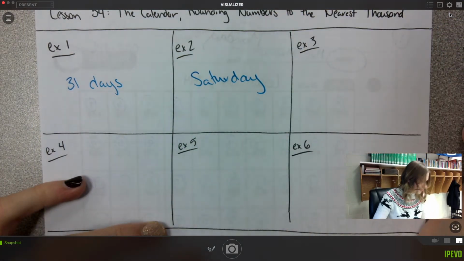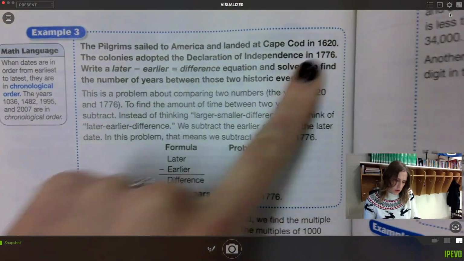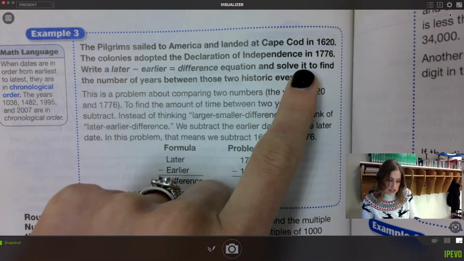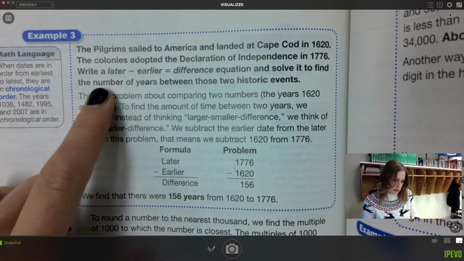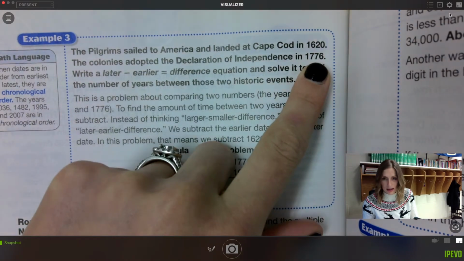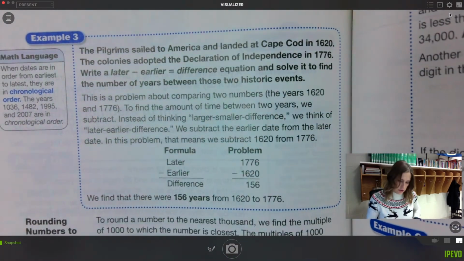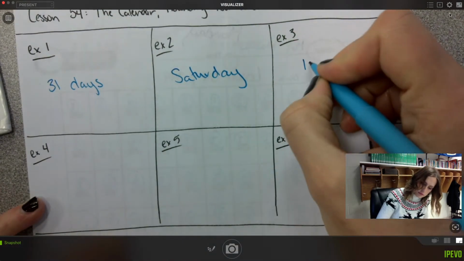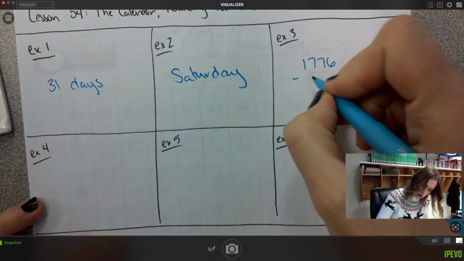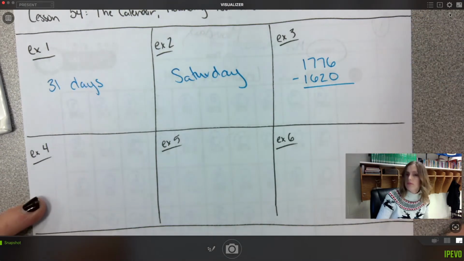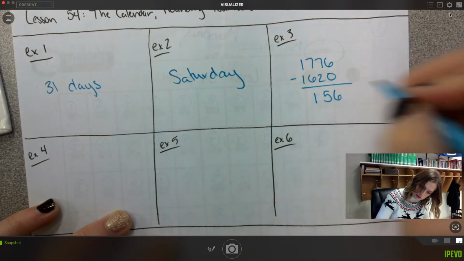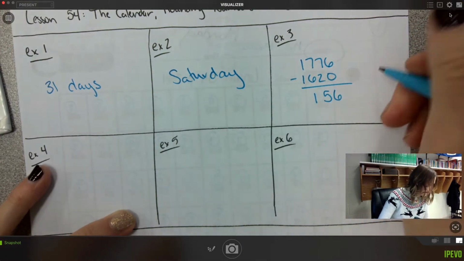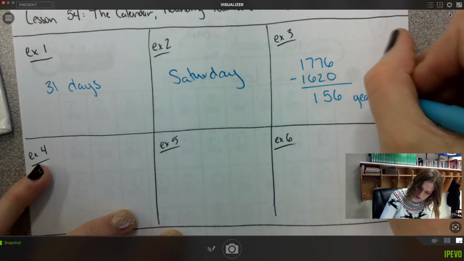Example 3 says the Pilgrims sailed to America and landed at Cape Cod in 1620. The colonies adopted the Declaration of Independence in 1776. Write a later minus earlier equals difference equation to find the number of years between those two historic events. So later minus earlier. So 1776 minus 1620. 6 minus 0 is 6. 7 minus 2 is 5. 7 minus 6 is 1. 1 minus 1 is 0. So 156 years is the difference.